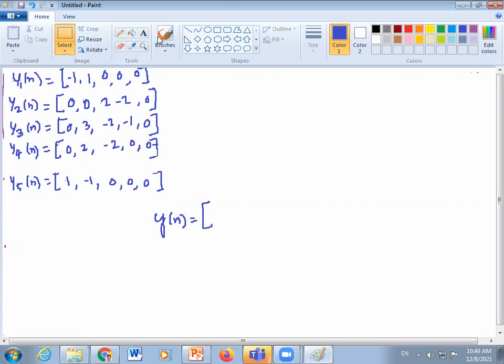Removing the first numbers, discarding the M-1 values. We need to remove as many zeros as we added here. That much value we need to discard, right? So let me discard all these first numbers. I'm just discarding them. So how do I write the answer? I'll write the answer as 1 0 0 0.